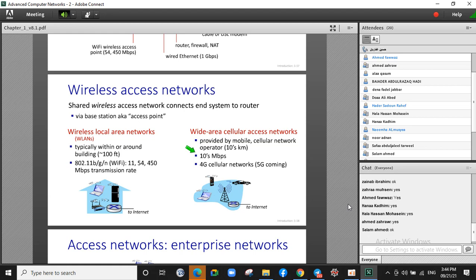Another access network is the wireless access network. When we talk about wireless access networks, we talk about a shared medium for sending and receiving data. We call it shared because I can use that medium, and at the same time you can use it too. A third person can use it too. This medium is most of the time air.